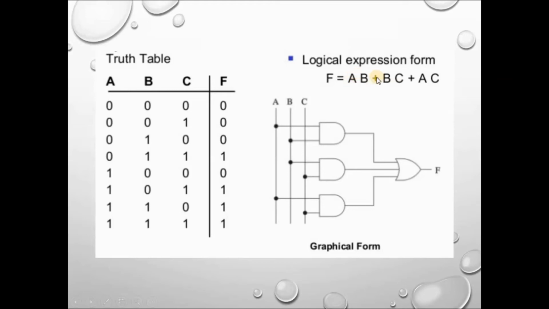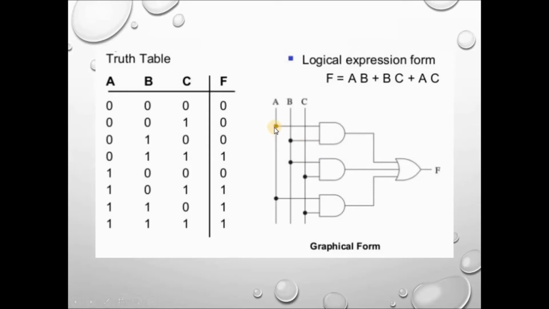Clear? Plus means OR operation. A and B, or B and C, or A and C. Clear? So here, between A and B, an AND operation is there. That is why this AND gate is drawn here. From A it is drawn, and from B it is also coming. Clear? So like this you have to draw the logic gates.